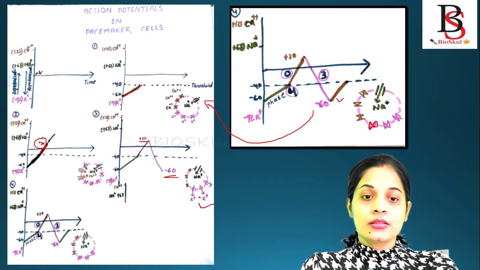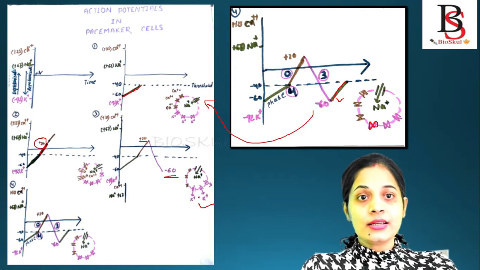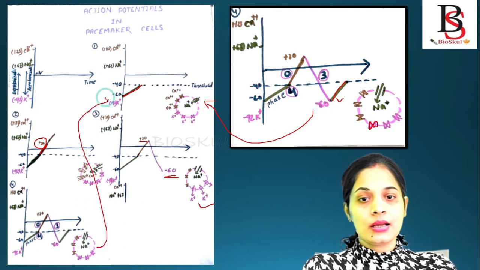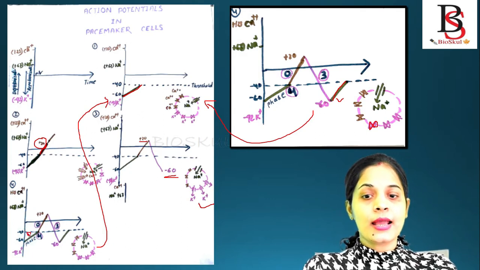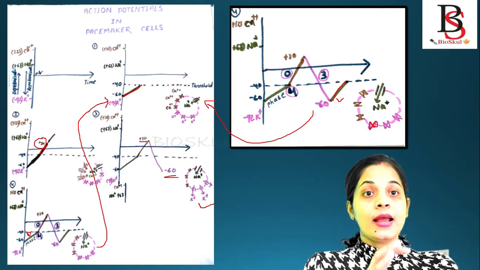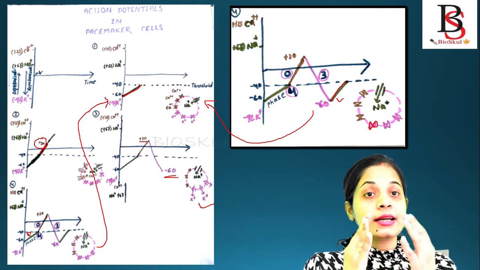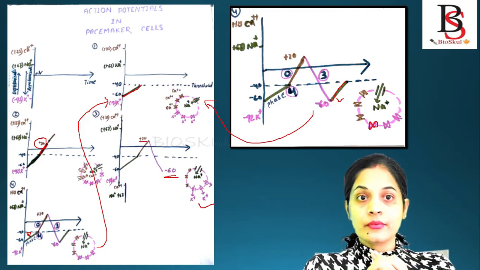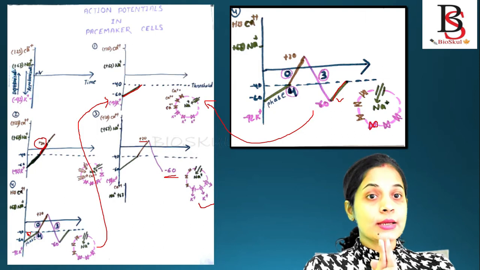At last the potassium channel, which is also a voltage gated channel, again closes, and the situation is similar to the first step. So here we observe only depolarization and repolarization, and the action potentials are generated by the cell itself. Here there is no role of the neighboring cell. There is no resting potential.